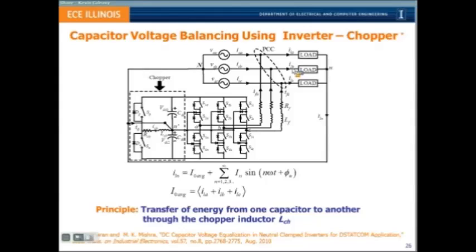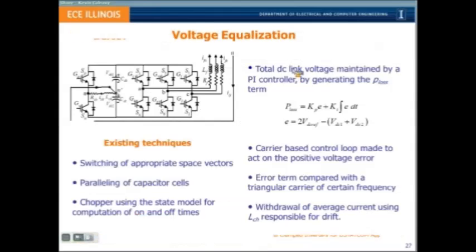So we switch this circuit in such a way that we transfer this charge here so that both are maintained at the same value of voltage. That's the basic principle behind this. There were some existing techniques which talk about switching of space vectors accordingly, but this is not possible for current control. Let's not look into the details, but this was suggested by Fang Shengpeng.